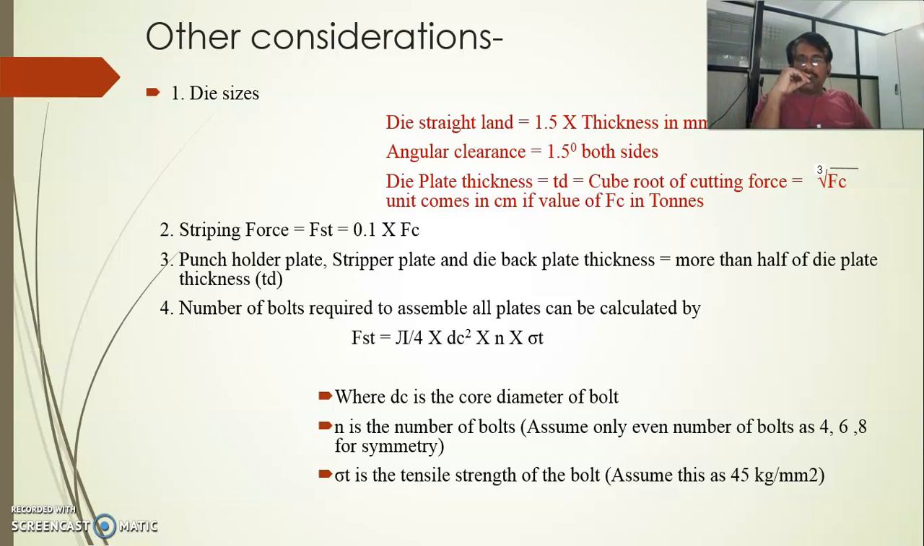And the third consideration we have to take is the die plate thickness. What should be the thickness of the die plate? That die plate thickness, which is hereafter shown by TD, is nothing but the cube root of the cutting force. Here the cutting force you have to take in tons, the tonnage of the press, so that the value becomes in centimeters for the die plate thickness. So FC you have to take in tons, and take the cube root of FC, so that you will get the value in centimeters. Then you have to convert into millimeters for the thickness of the die plate.